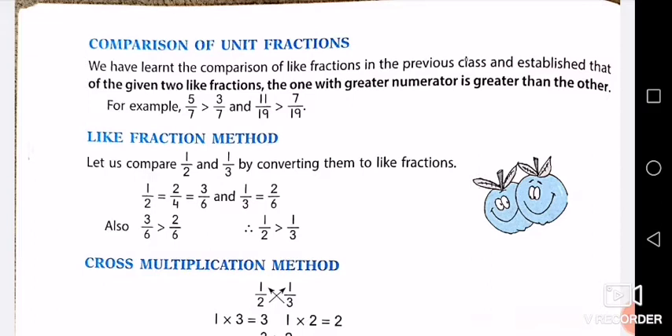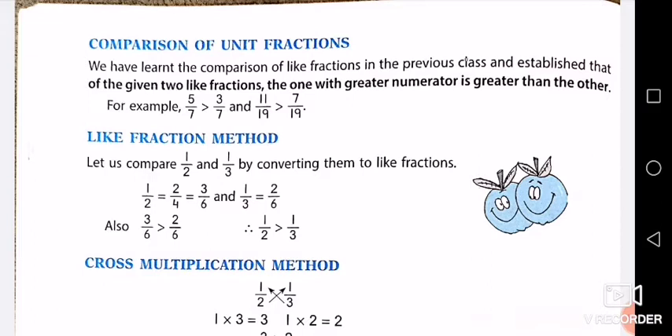Now remember this, that of two like fractions, the one with greater numerator is greater than the other. Now this we have done in a previous class. If we have two like fractions, for example, in your book itself it is given 5 by 7 is greater than 3 by 7. If we have like fractions, then we will say the fraction which has greater numerator, that fraction will become bigger. But it is not the same in the case of unit fractions.